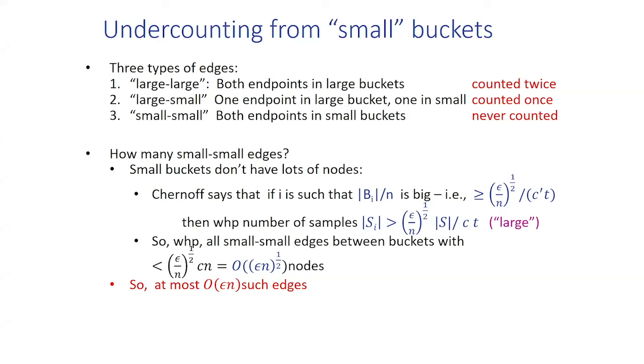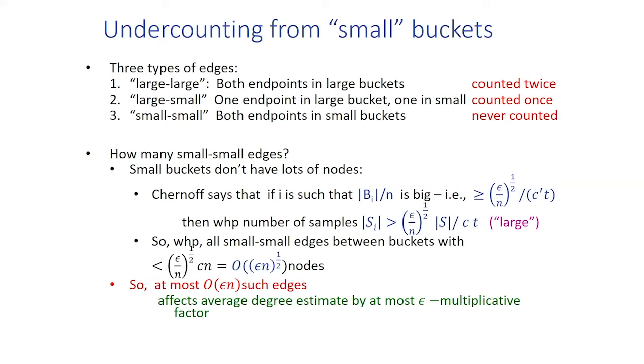That's type three, which were never counted, but there are at most epsilon times n many edges there. And we know, by assumption, there are at least n edges in the graph. Remember that we assumed that? This is one of the reasons. So this affects the average degree by at most an epsilon n additive factor, which is an epsilon multiplicative factor.